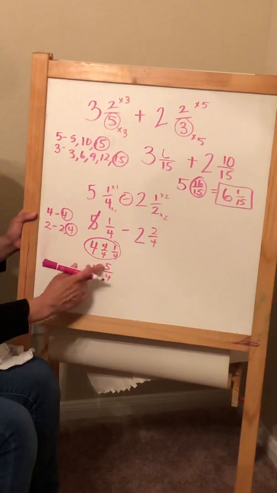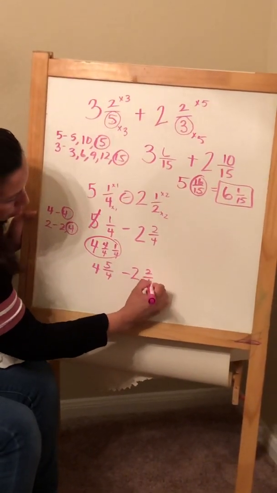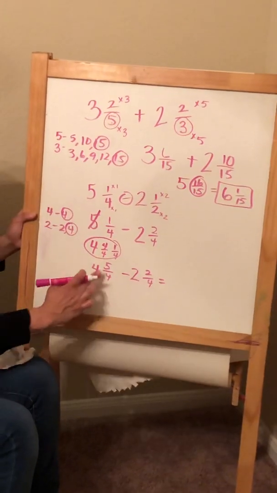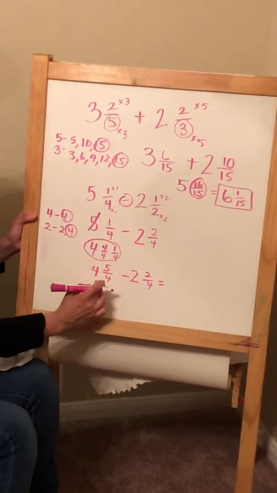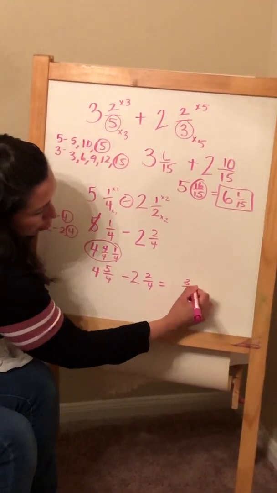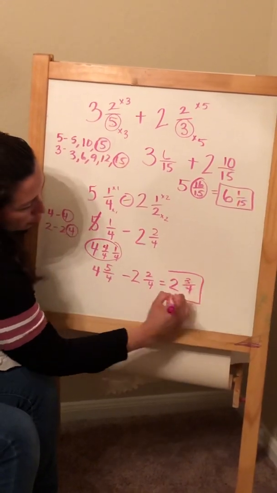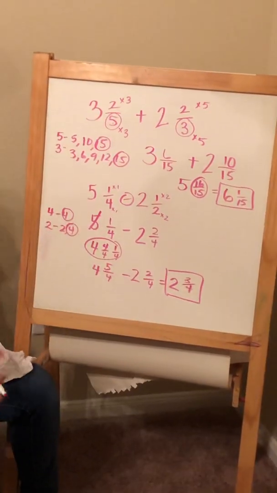So you got 4 and 5/4 minus 2 and 2/4. So now can we do 5/4 minus 2/4? Yes, because 5 minus 2 is just 3. You got 3/4, and then 4 minus 2 is 2, for an answer of 2 3/4.